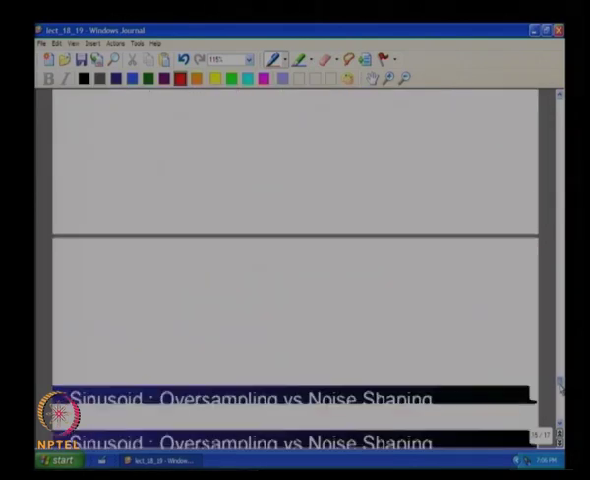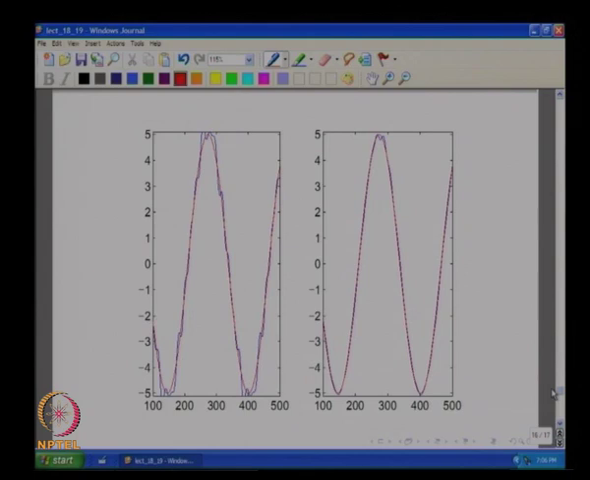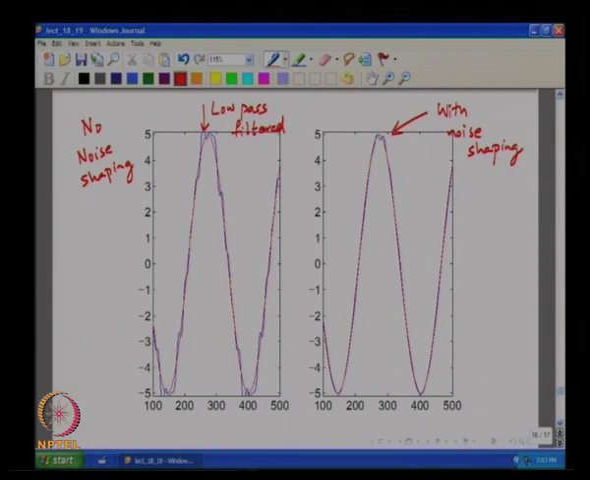And it would be instructive also to compare the reconstructed waveforms after low pass filtering. So, again red is the input which has been passed through the same low pass filter, so that I can do an A to B comparison without any delay, right. And blue is the low pass filtered output. This is again no noise shaping. All right. And this is with noise shaping. And do you notice anything? Or what do you notice rather?